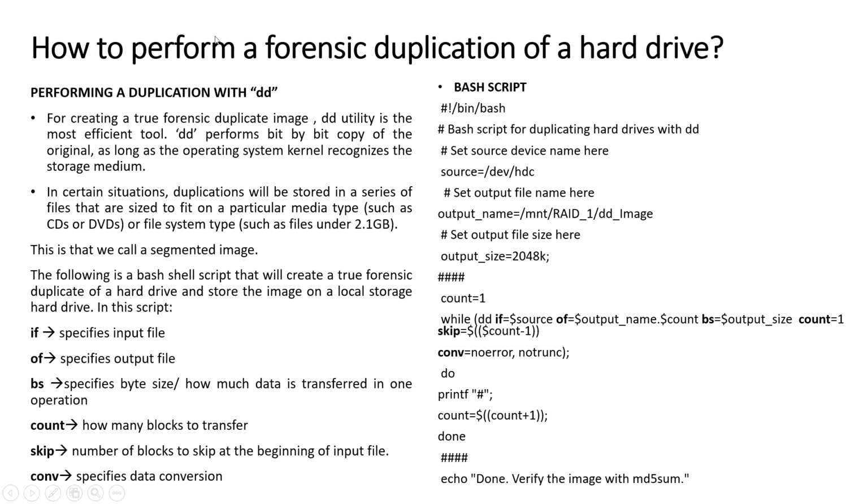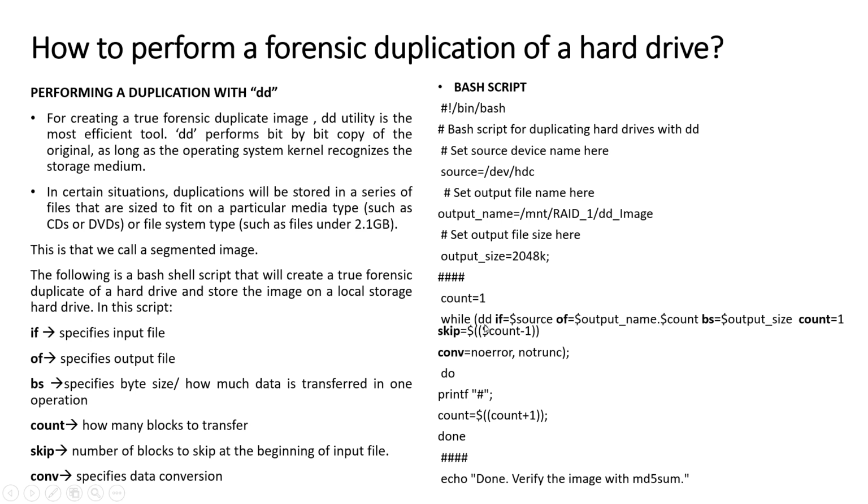Okay, next question is how to perform a forensic duplication of a hard drive. Here we will see how to perform a forensic duplicate using the DD command. DD is a data dump command which is used to perform a bit-by-bit copy of the original evidence or original media. So we have a bash script here which shows how the duplication can be done.